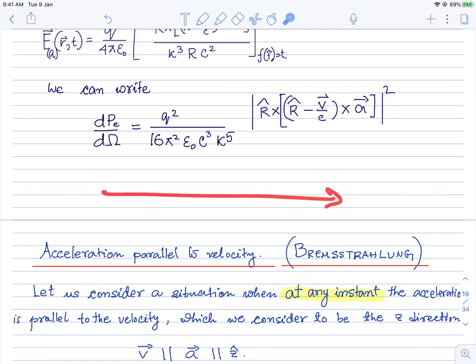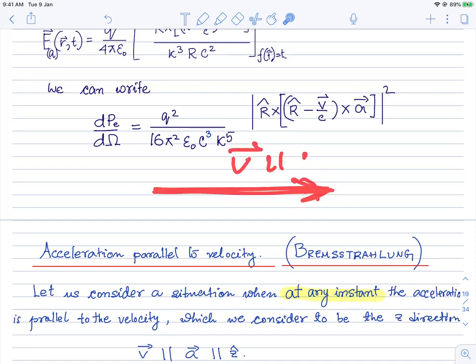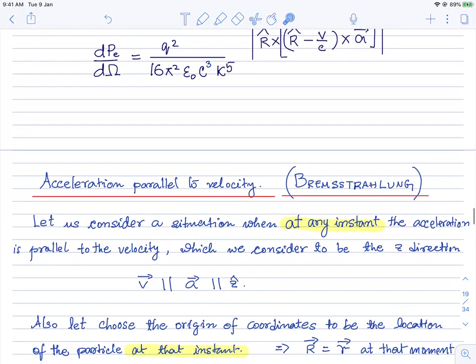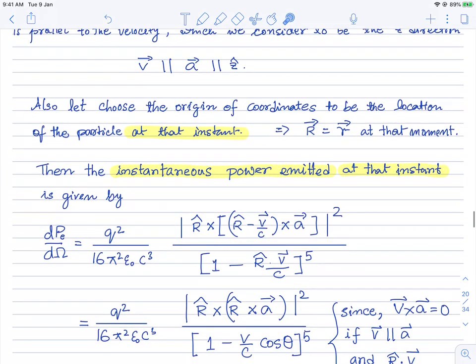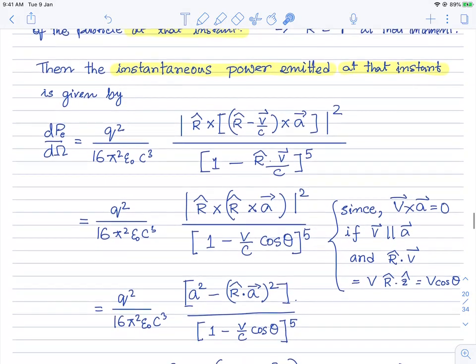Let's say an electron is moving in this direction with some velocity, and you stop the electron. Then it will decelerate, and the acceleration will be directed along the same direction. Or let's say the electron is accelerating through an electric field. It is moving and accelerating in the same direction, so velocity is parallel to acceleration. Many scenarios are exactly like this. So let us see what happens to this formula in that case.